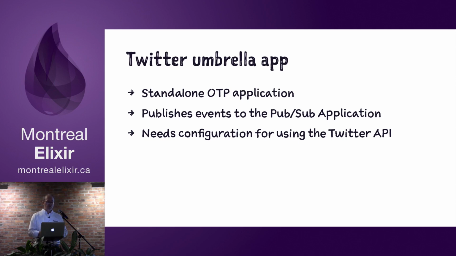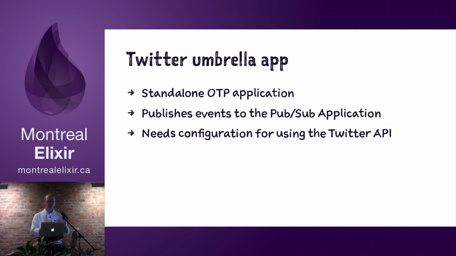So we're going to start by creating a Twitter umbrella app. For those who don't know it, in Elixir there's a way of structuring projects. They call that an umbrella app. Within the umbrella, you can create additional apps, and each additional app is encapsulated in its own folder. It's easy to extract into a package if you want in the future.